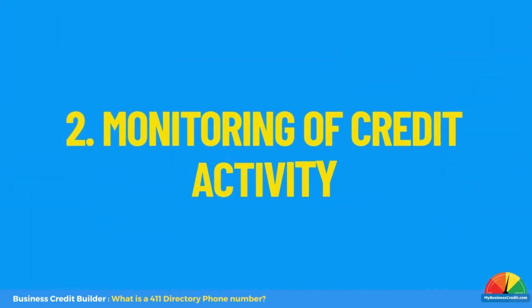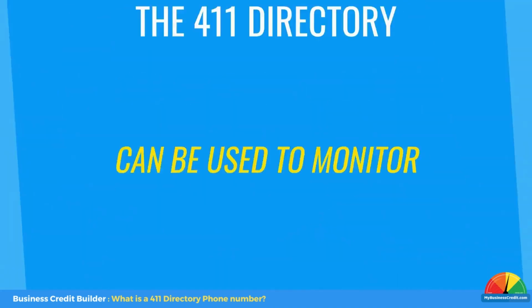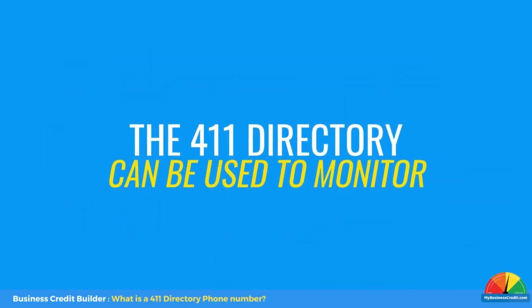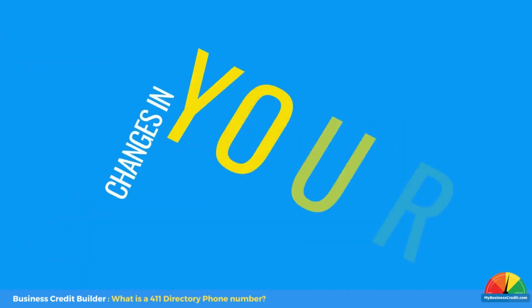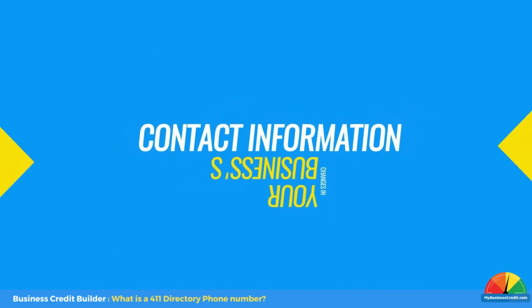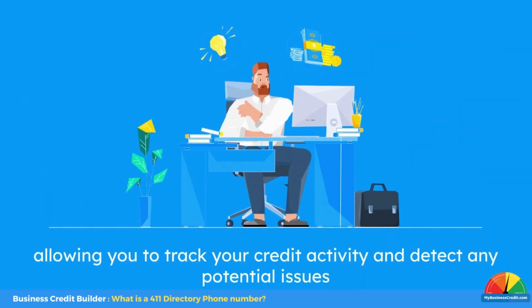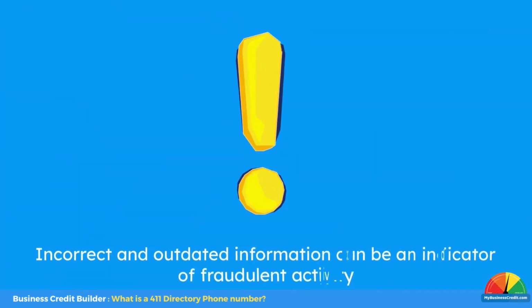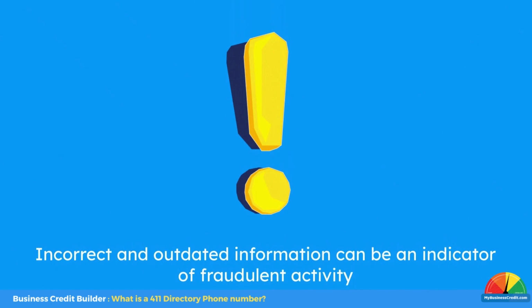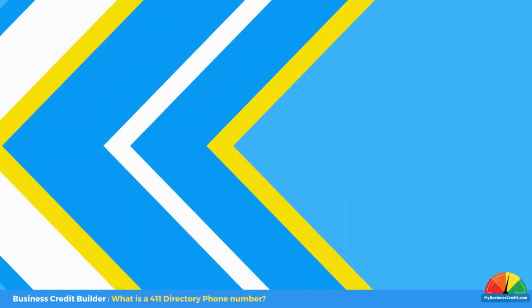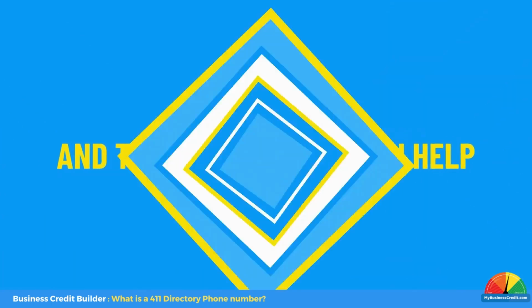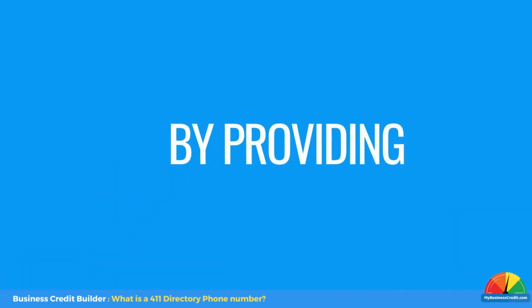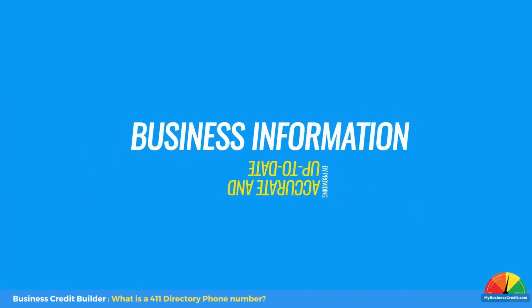2. Monitoring of credit activity. The 411 directories can be used to monitor changes in your business's contact information, allowing you to track your credit activity and detect any potential issues. 3. Fraud prevention. Incorrect or outdated information can be an indicator of fraudulent activity, and the 411 directories can help detect and prevent fraud by providing accurate and up-to-date business information.